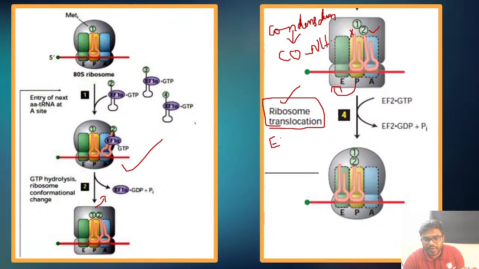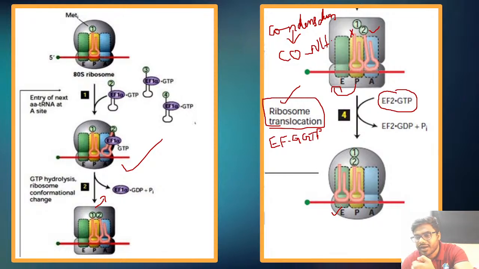In case of prokaryotic organisms, who is involved in the translocation process? EF-G GTP molecule. I hope everyone of you remember. Friends, here the name of the factor is what, friends? EF2 GTP molecule. Very simple, right? Now the EF2 GTP molecule will come and associate with which site? E site. The moment it associates with the E site, immediately what is going to happen? The ribosome starts moving one codon ahead.